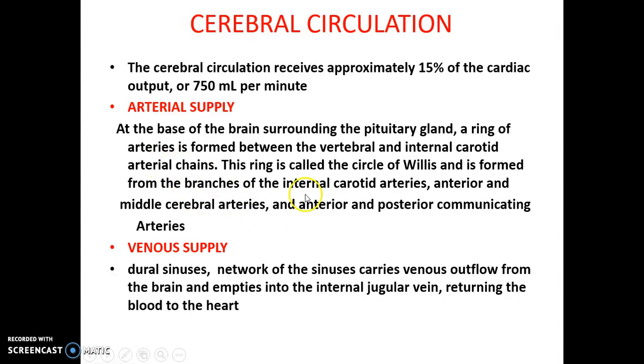We will discuss other things regarding the central nervous system in part 2.